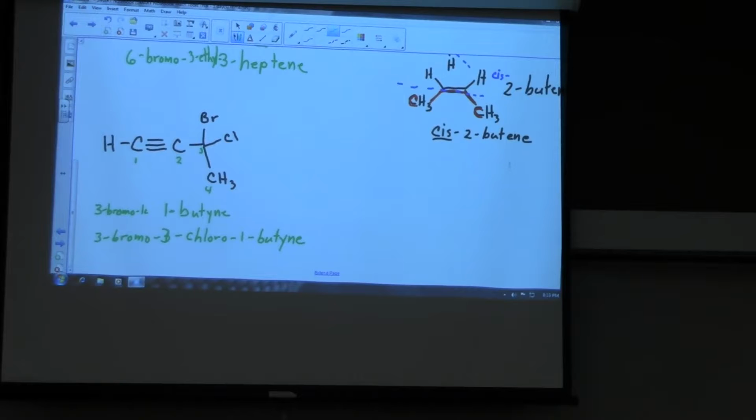Now, do I have to worry about cis and trans here? How many different isomers can we possibly expect of an alkyne? It's just going to be the one. Okay, so we only have to worry about cis and trans when we're talking about the alkenes. Here's a fun one.